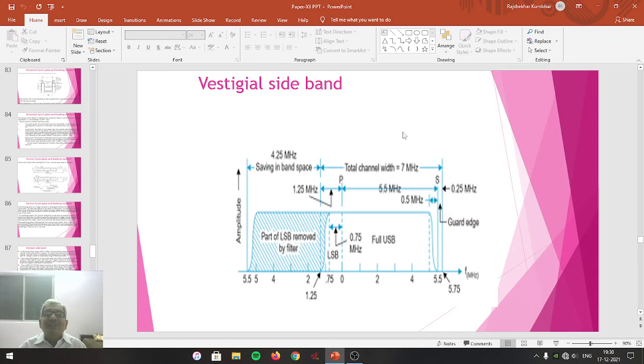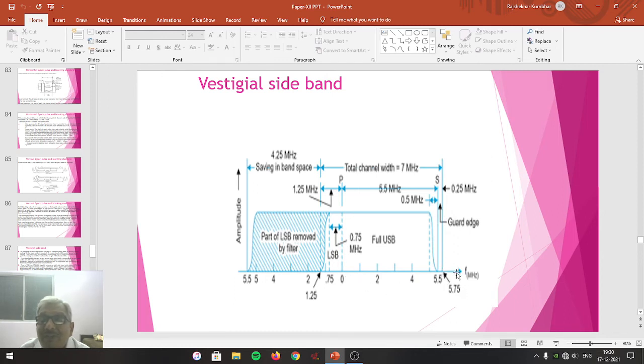The same is represented in this bandwidth diagram. Look here. This is the picture carrier at the center. On this side there is the upper sideband, and to the left there is the lower sideband. The upper sideband is attenuated at 5.5 MHz, where the sound carrier is introduced, that is S. An additional 0.25 MHz is added to that. It is represented here and is known as the guard band.